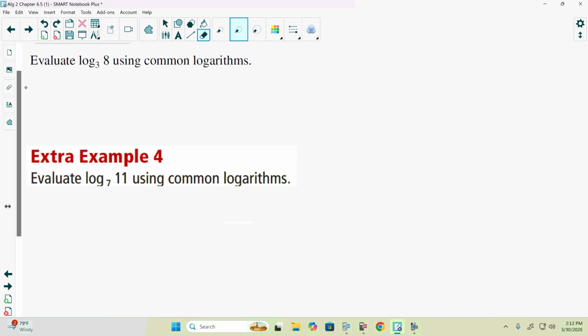And we can change it to these bases. So if we look at the first one, log base 3 of 8, I can rewrite this as log of the numerator 8 over log of the base, which is 3. So log base 3 of 8 is equivalent to log of 8 over log of 3, which will actually have the same value as the natural log of 8 over the natural log of 3.